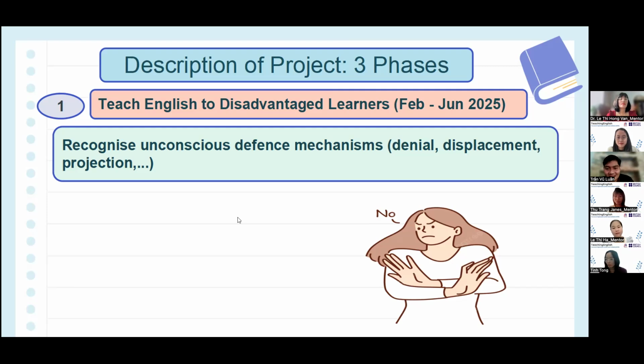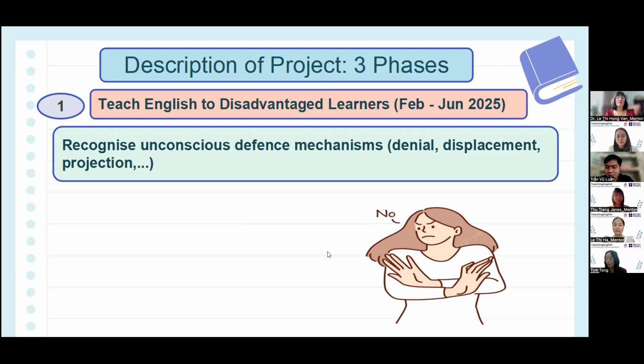Bored, sadness. Yeah, thank you, teacher. Any other ideas? Anything else? Okay. At first, I consider myself a bad learner. Yes, teacher. But some of the disadvantaged learners.